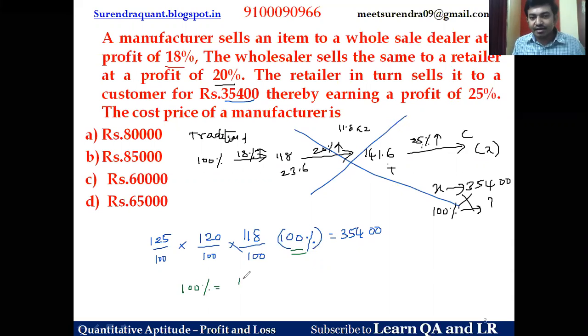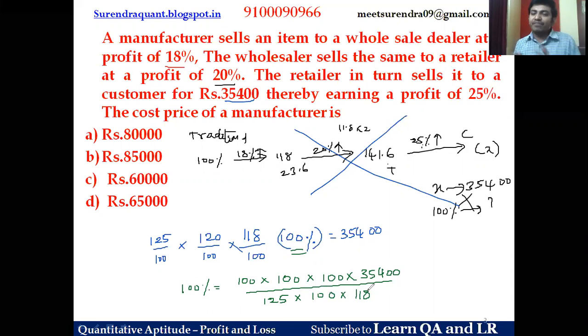So this is 100 into 100 into 100 into 35,400 by the denominator 125 into 100 into 118. And the simplifications are also simple. Let us see this carefully.